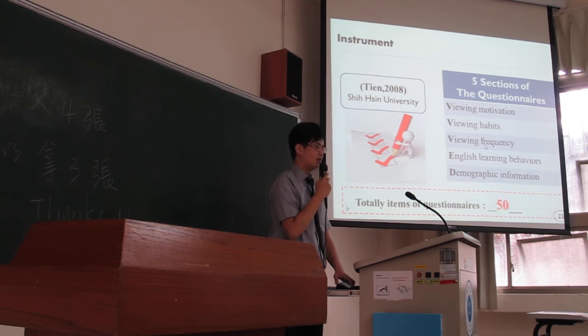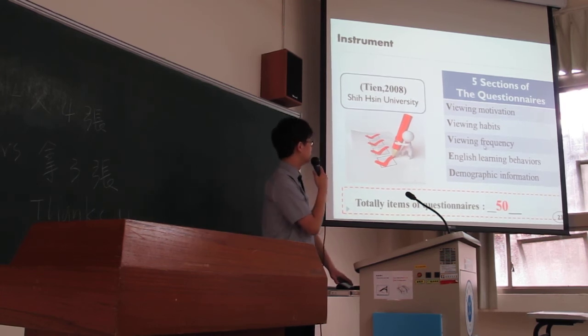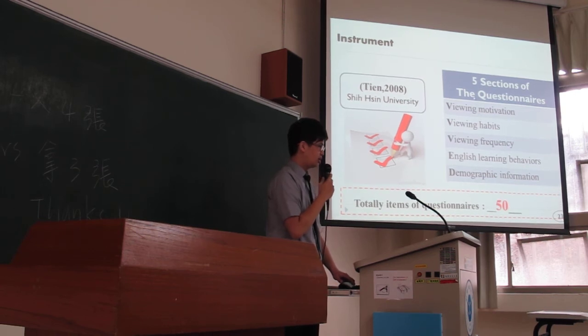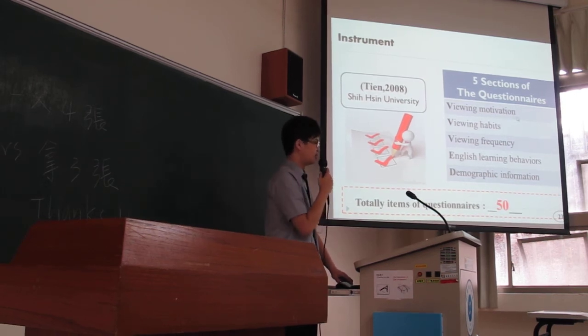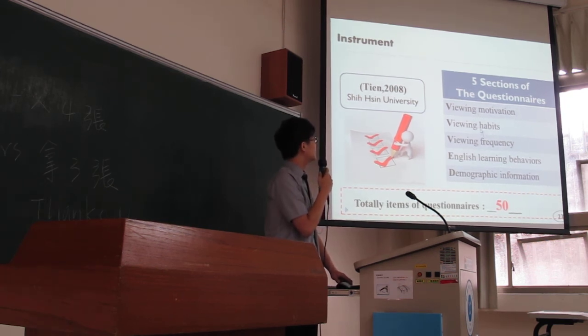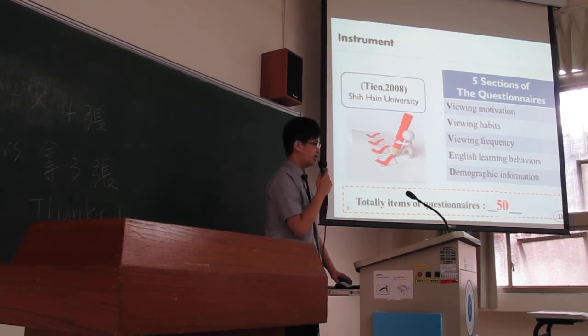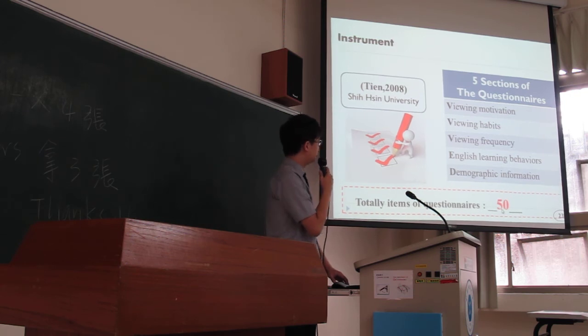The instrument was adapted from 2008 from a university, and the questionnaire will include 5 sections. The first, viewing motivations, and second, viewing tactics. Third, viewing frequency. Fourth, English learning behaviors, and the final is demographic information. So the total of questionnaires is about 50 items.